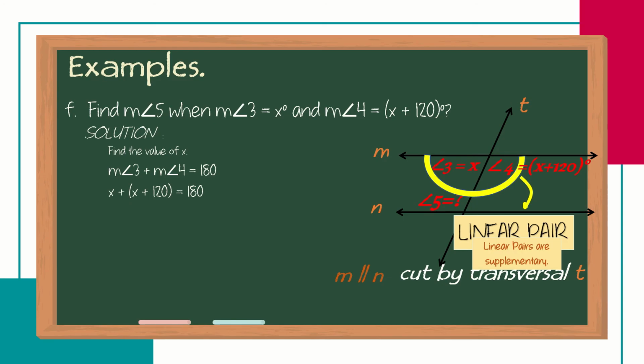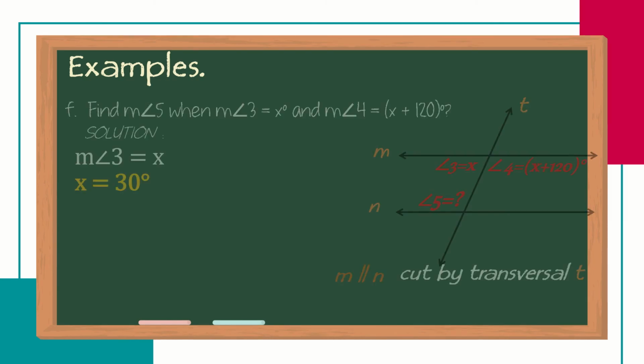Next, let us combine the like terms. x plus x is equal to 2x equals 180 minus 120. 180 minus 120 is equal to 60. And to get the value of x, we have to divide by 2 on both sides of the equation. 2x divided by 2 is equal to 60 divided by 2, giving us the result x is equal to 30.